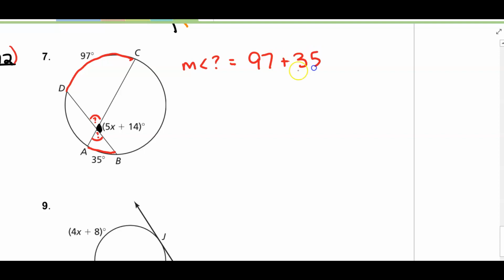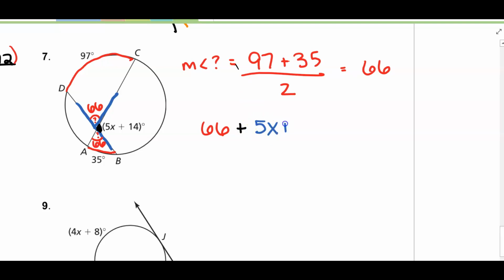97 plus 35 divide by 2. So 97 plus 35, I'm going to get 132. Divide by 2 tells me that this is a 66-degree angle. Now, the reason why that's helpful is I can now acknowledge that I have a linear pair here. This 66-degree angle plus the 5x plus 14, together those should equal 180. They are a linear pair, and now I can use this to solve for x.